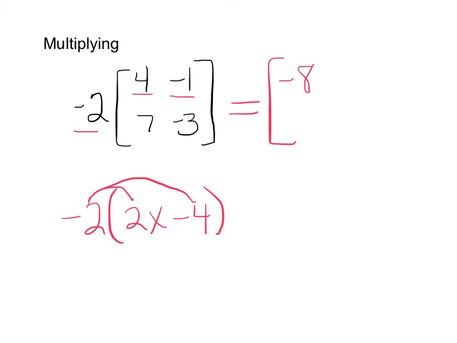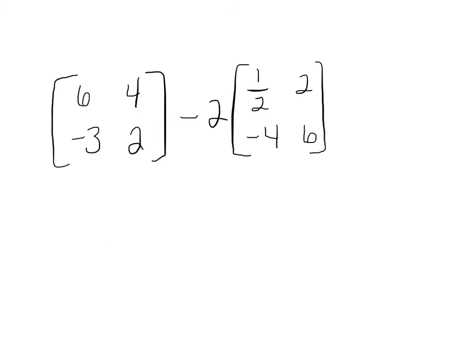Then -2 times -1 gives us 2. -2 times 7 gives us -14. And -2 times -3 gives us a +6. So there's a multiplication with matrices. Okay. Now next we're going to combine them. Now this one, it's a subtraction and a multiplication, so you have to follow order of operations.